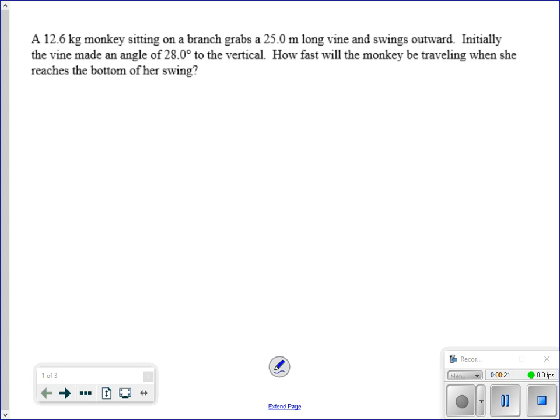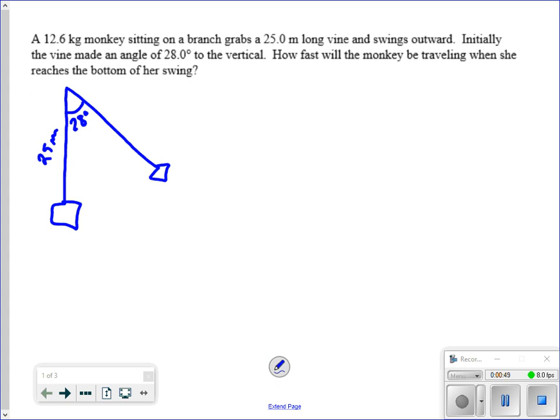So this one, we're looking at a pendulum, really, and we haven't done a whole lot with pendulums, but let's just draw ourselves a picture here and see what we can come up with. So let's say that's the monkey, because of course that looks like a monkey, right? And we have a 25-meter long vine, and initially he makes an angle of 28 degrees to the vertical. Now this is going to be a little extreme, but you'll get the idea.